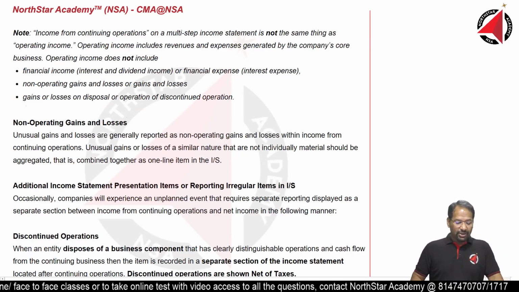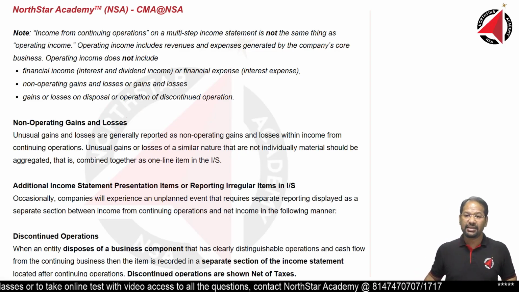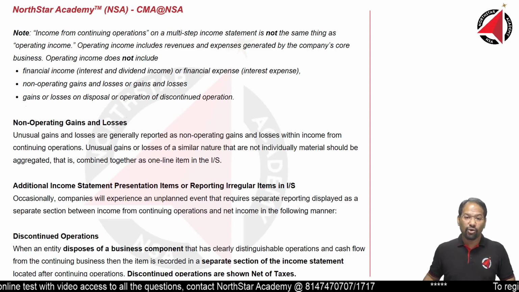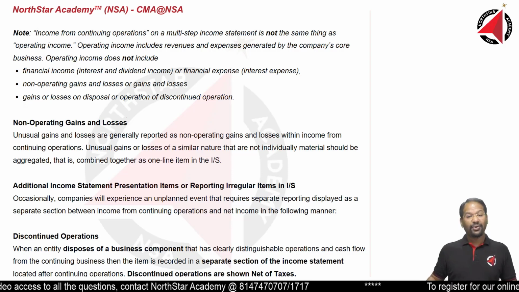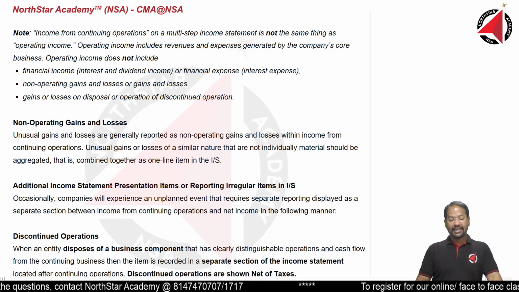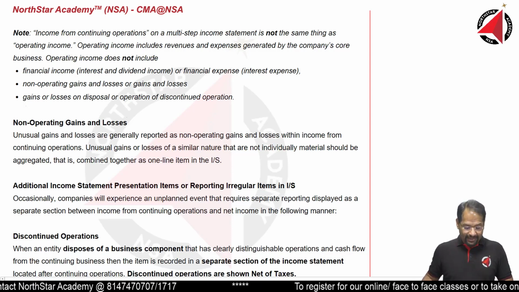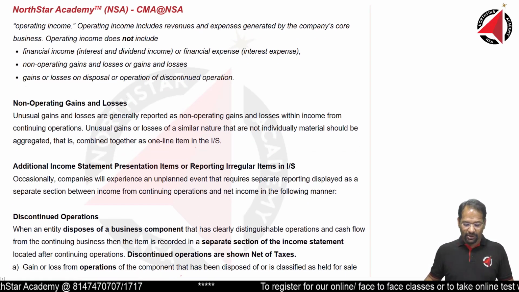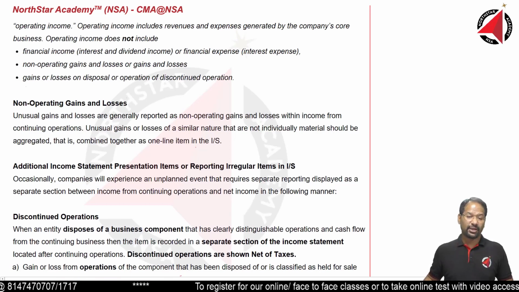Remember, same thing I have explained here. Income from continuing operations is not the same as operating income. Operating income includes revenues and expenses generated by the company's core business. Operating income does not include financial income, interest and dividend income, or financial expense. It also does not include non-operating gains and losses. And last one, gains and losses on disposal or operation of discontinued operation.